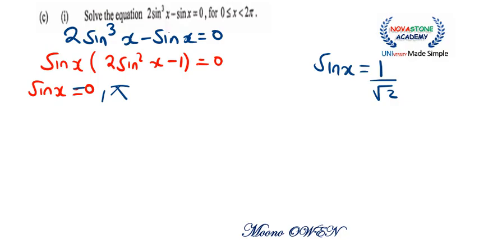We found that sine x is equal to 1 over 2. Now 1 over 2, since this was a square, is positive or minus. Let's not forget that. I forgot to put that. It is positive or minus.